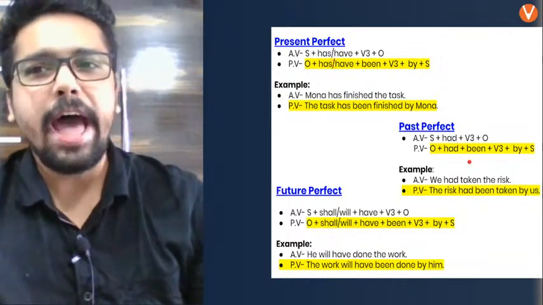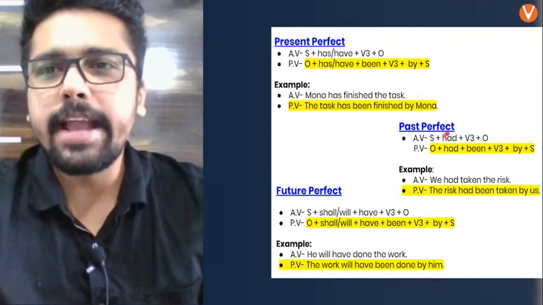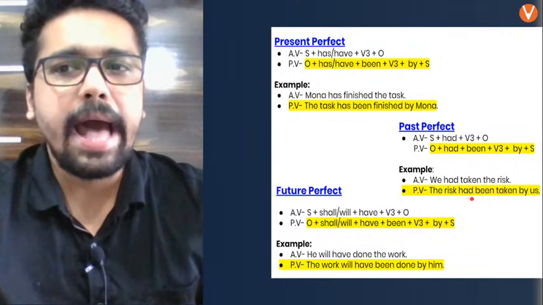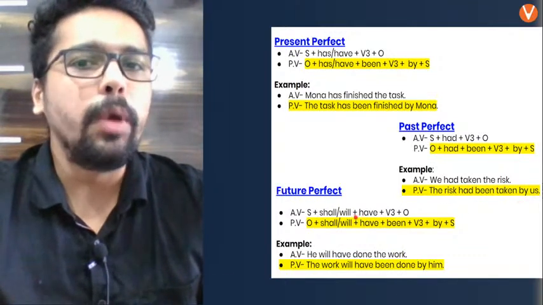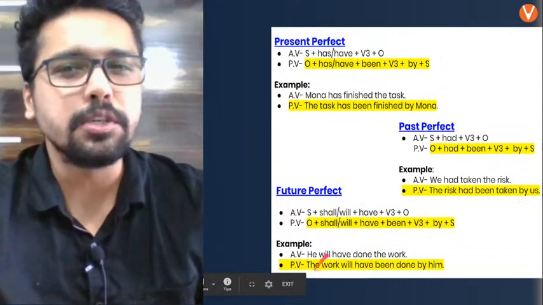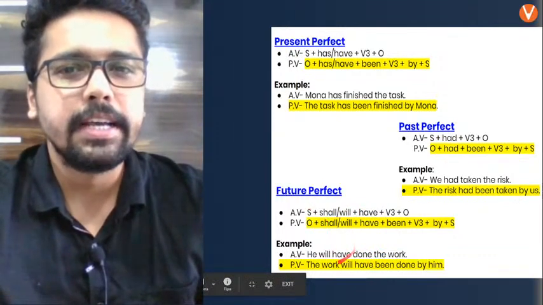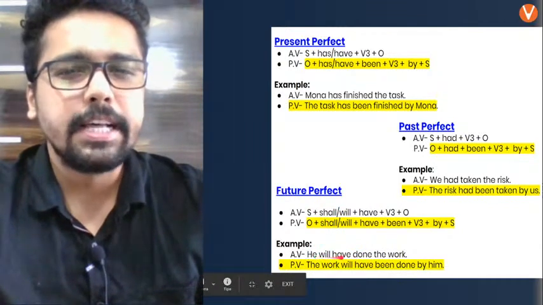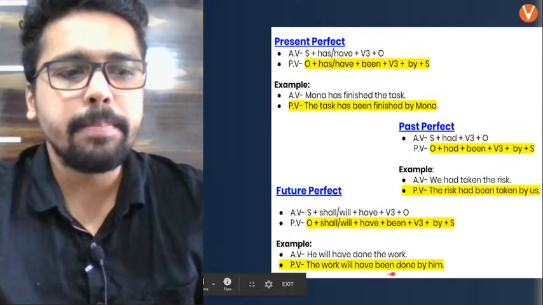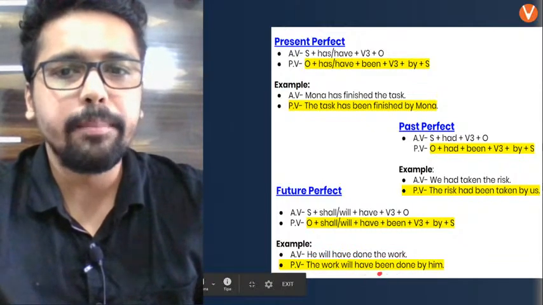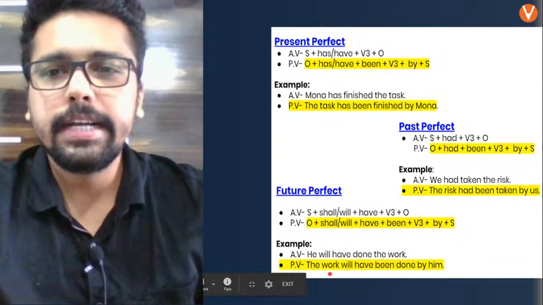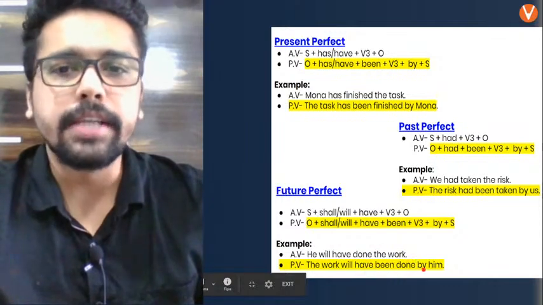Had in active, had been in passive. Look at this here. We had taken the risk. So the risk had been taken by us. Then will have in active, will have been in passive. Will have in active means future perfect. See, will have in the active voice. So will have in active, will have been in passive. He will have done the work. So the work will have been done by him.